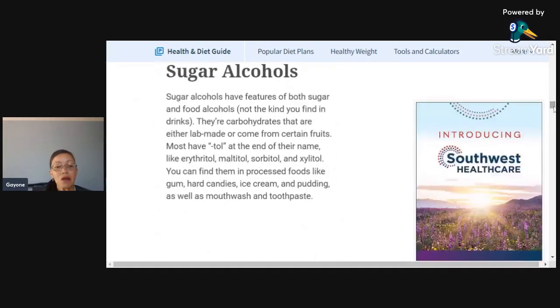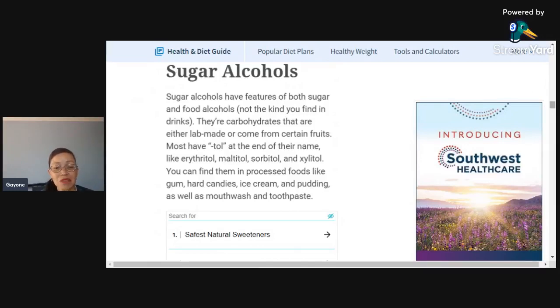Next is sugar alcohols. Sugar alcohols have features of both sugar and food alcohols, not the kind you find in drinks. They're carbohydrates that are either lab made or come from certain fruits. Most have "tol" at the end of their name, like, I can't pronounce these words, sorry. Erythritol, maltitol, sorbitol, xylitol.